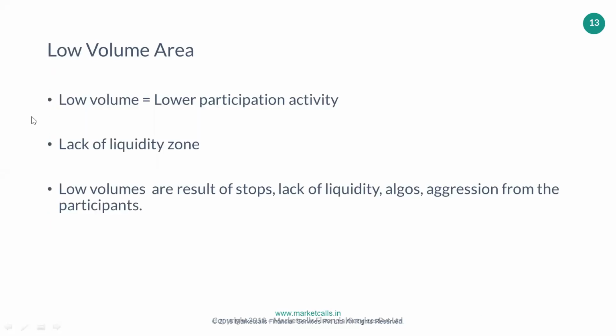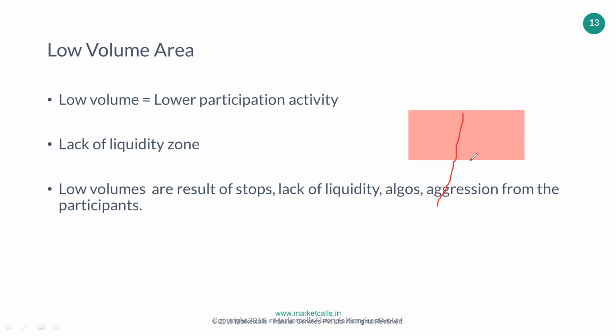Next, we're going to talk about the low volume area. Low volume area is nothing but lower participation activity, which is nothing but a lack of liquidity zones. Probably on the limit order book, there is not much commitment from the people placing limit orders. Very few limit orders are getting transacted over there. Assume that this is a low liquidity zone over here. When the price is traveling in a low liquidity zone, the limit orders are very few, so it travels faster.